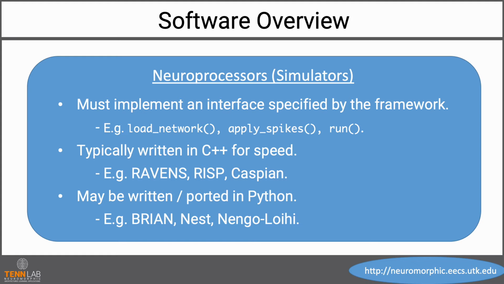So there's Ravens and RISP, which are both part of the framework, Caspian, an Oak Ridge project, and there are others. And then they may also be written in Python, but then there needs to be some glue to get them into our framework. But we do have that glue for various Python neuroprocessors, such as Brian, Nest, and Nengo Loihi.